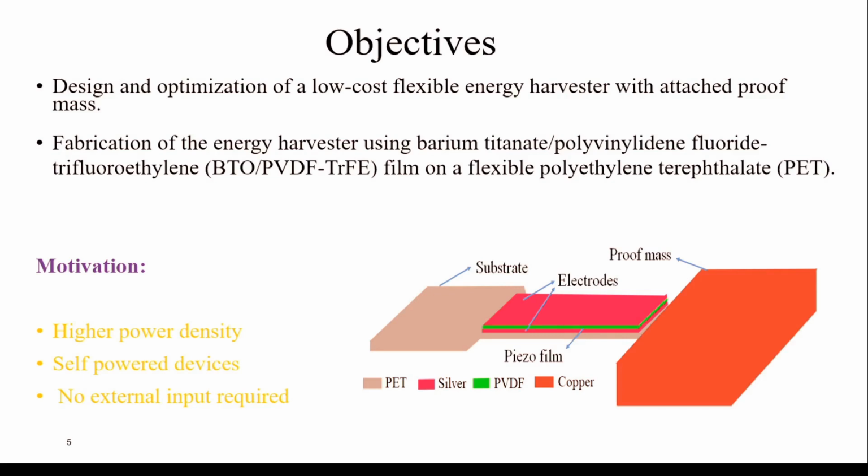Our objective in this area was first to design a low cost flexible substrate energy harvester with an attached proof mass. In this diagram you can see that we have designed a cantilever based energy harvester attached with a huge proof mass. We have also used a very low cost process method to fabricate it. First we designed, then simulated, and once we optimized the dimensions of the energy harvester, we fabricated it using a low cost process technology.